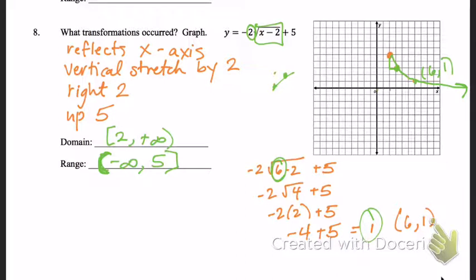So my domain, it starts at 2, goes to positive infinity. My range now goes from negative infinity and it stops, and it never gets higher than y equals 5.